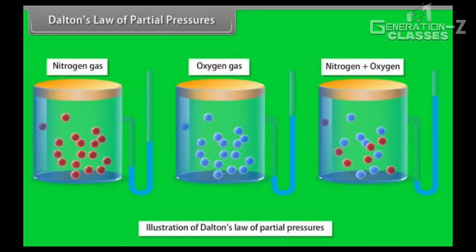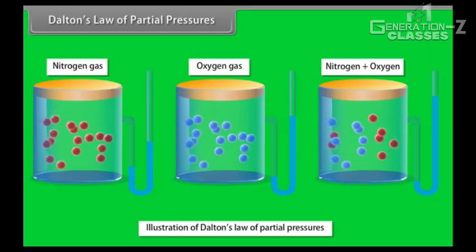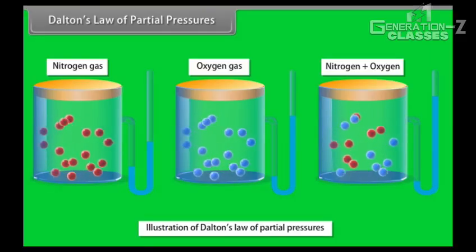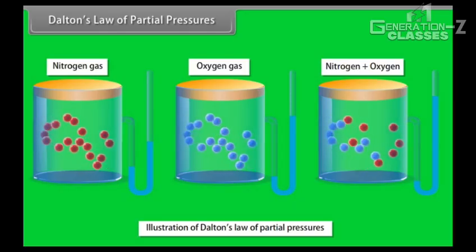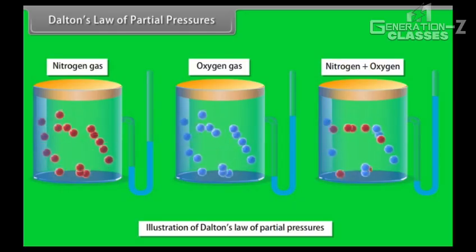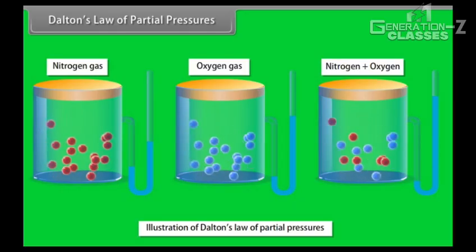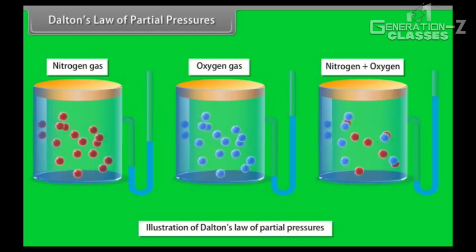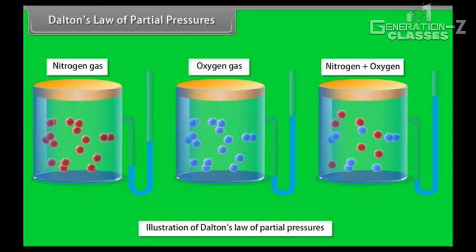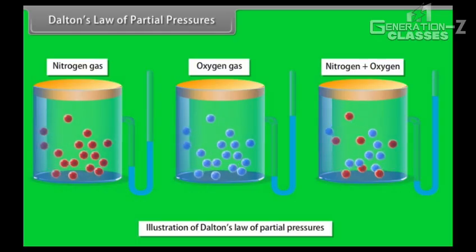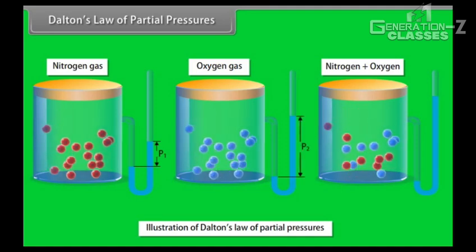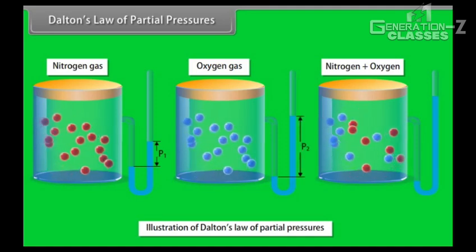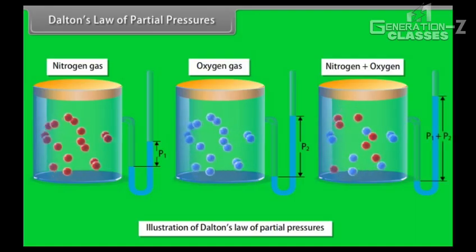Suppose we have 3 containers of capacity 1 liter each, one containing X mole of nitrogen, the other Y mole of oxygen, and third having a mixture of X moles of nitrogen and Y moles of oxygen. All the 3 containers are kept at the same temperature. Now, if the manometer attached to first container shows a pressure P1 and that attached to second container shows a pressure P2, then pressure in the third container is P1 plus P2.